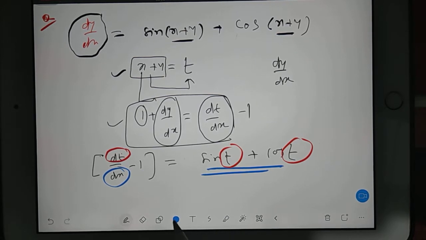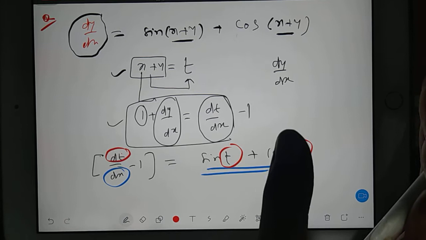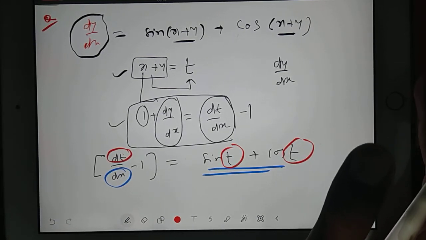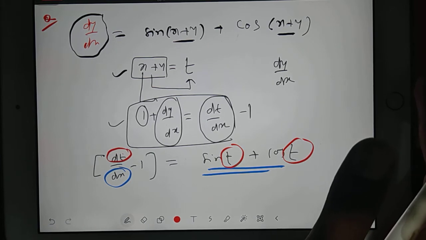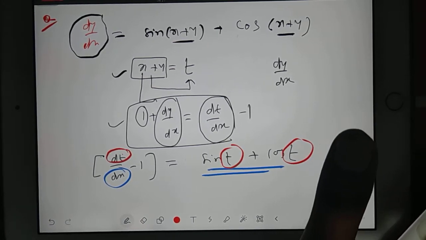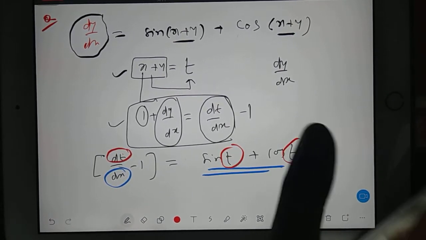Okay, so is it easy to separate the variables now? Do we have any vision? Can we separate our variables? Any kind of vision we have? Can we separate the variables somehow? Anyone? Can we separate the variables? There is only one possible way to separate the variables.